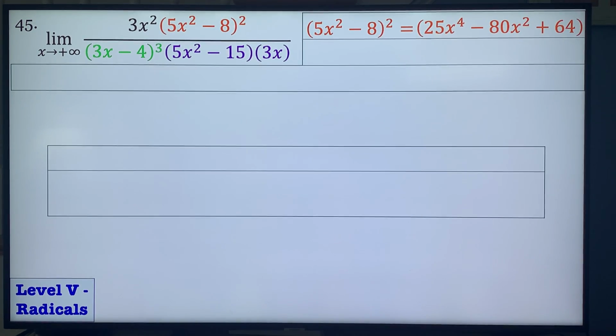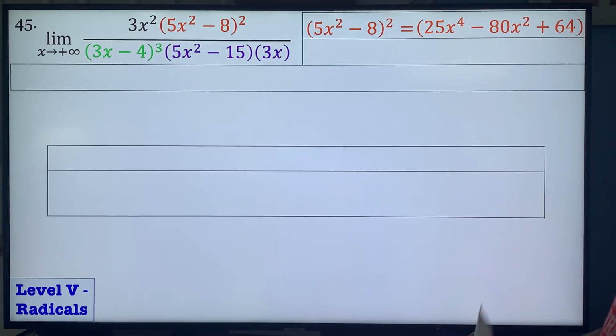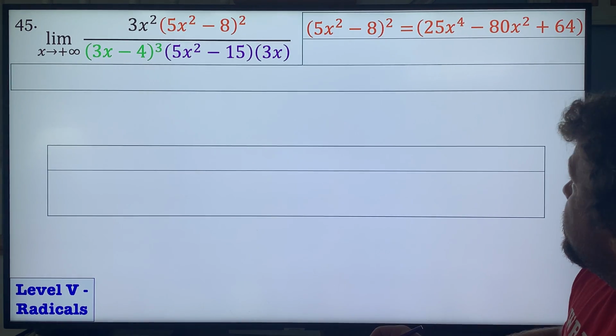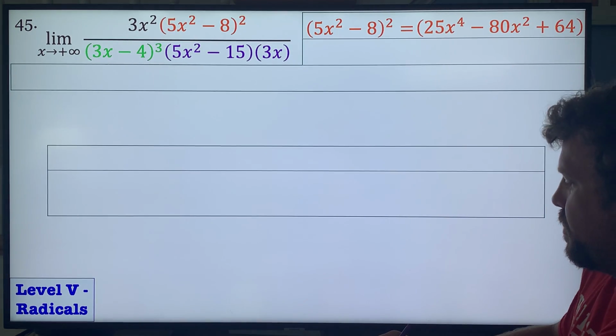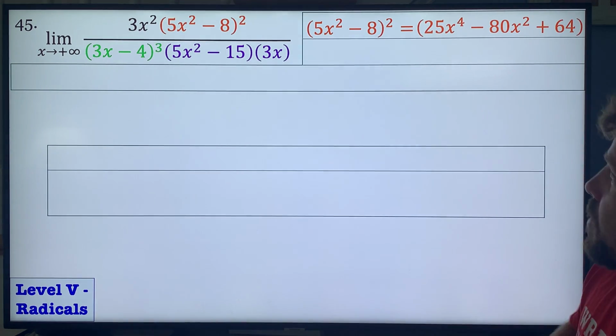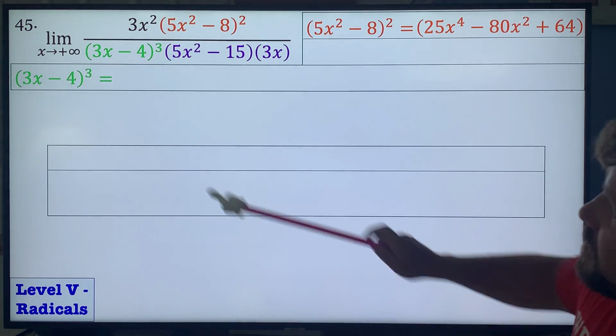Alright, got the first expansion. You square that. This is 5x squared minus 8 times 5x squared minus 8. Alright. 25x to the 4th minus 80x squared plus 64. Alright. Now we're going to expand this guy.